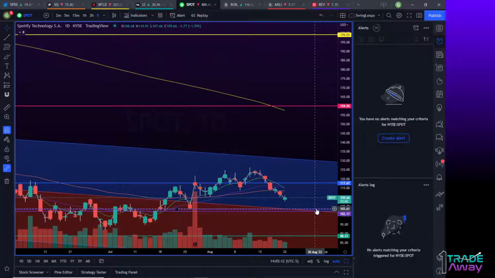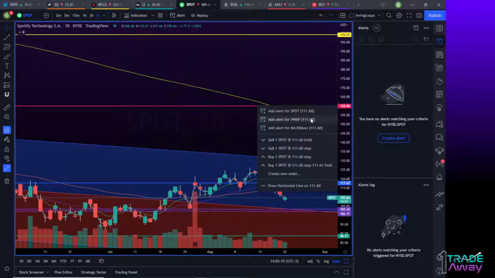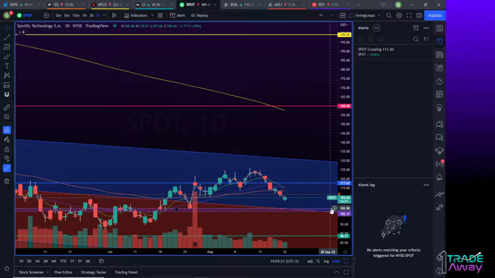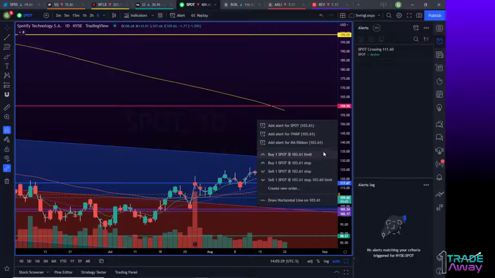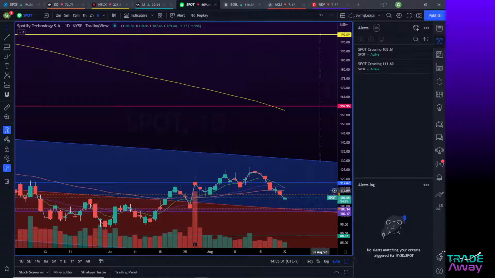That's the type of risk reward I'm looking for. That's the type of risk reward that this stock would allow me to have if I decided, and I'm just going to set an alert for the 111.60s. I'm going to set an alert for the 103.60s as well. If I can get to the 103.60s, that's close enough. So that's the type of range I'm looking for if I want to swing this short, right?